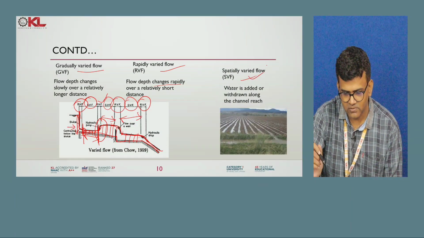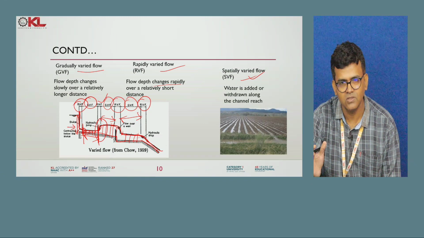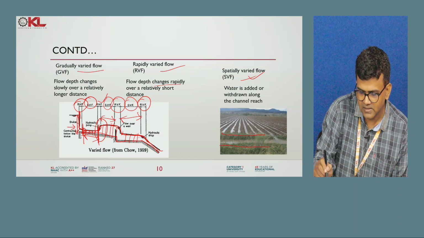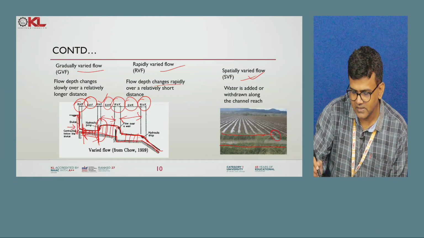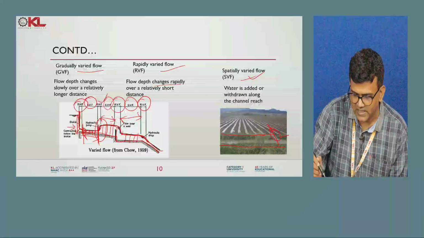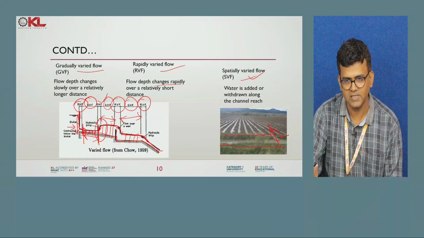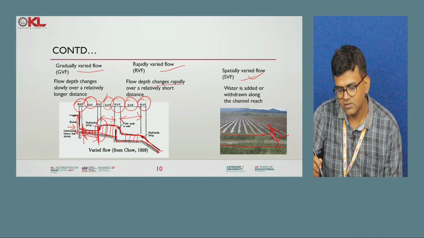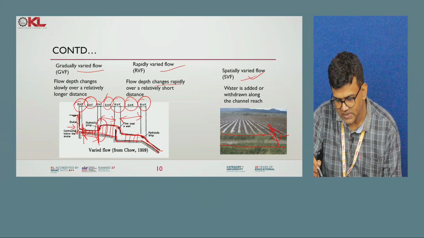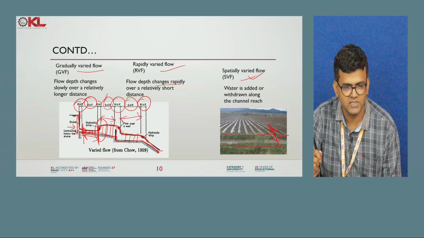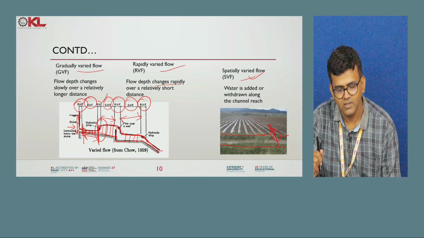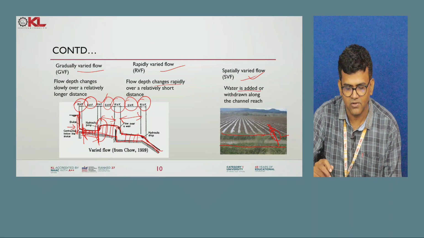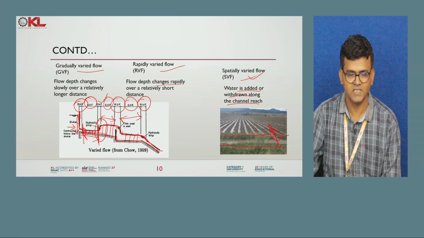In case of the spatially varied flow, there is a change in the discharge because of the addition or withdrawal of water. You can see here one canal is there. You can see one cut is there. Water is withdrawn from the canal to the agriculture field for some irrigation purpose. So at this section, water is being withdrawn. So either the water is added or withdrawn. Because of that, before this section and after this section, there is a change in the discharge. So this type of flow is called the spatially varied flow, where the water is added or withdrawn along the channel reach.